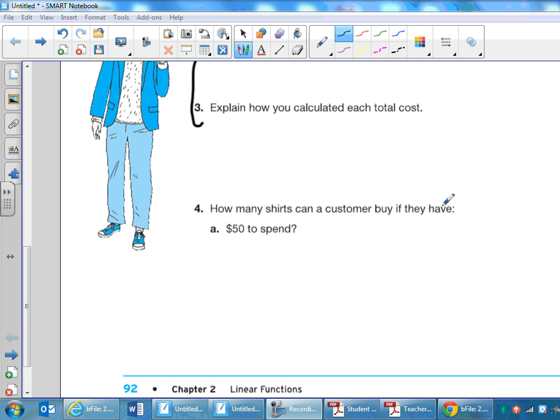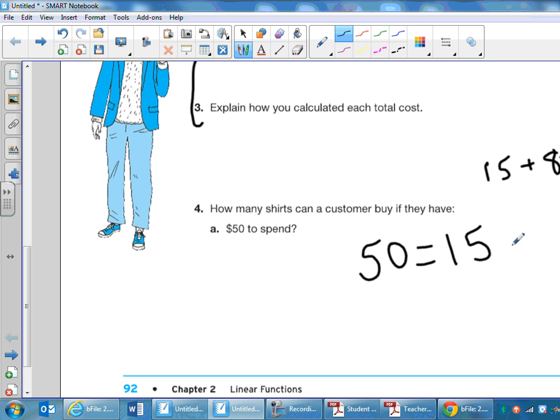Alright, I'll check those tomorrow, but in 3 it should have said something about that the total cost was going to be $15 plus $8 times the t-shirts. Using this equation, that'll help us in 4. We're now going to work backwards. So if the person has $50 to spend, how many shirts could they buy? So if I have 50 bucks equals the $15 it takes to make an order plus $8 a shirt.